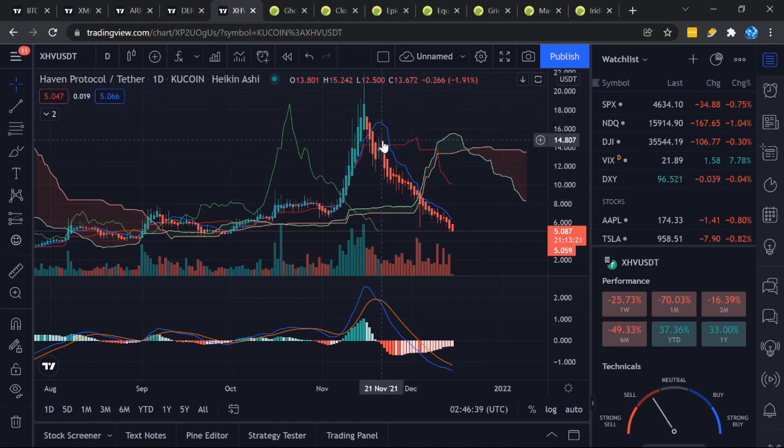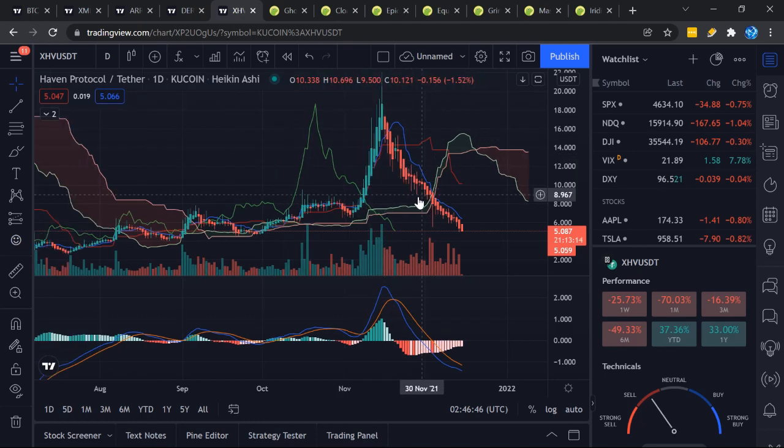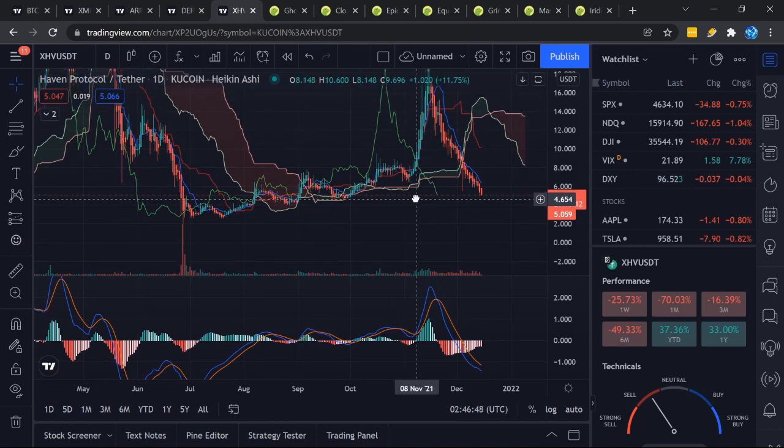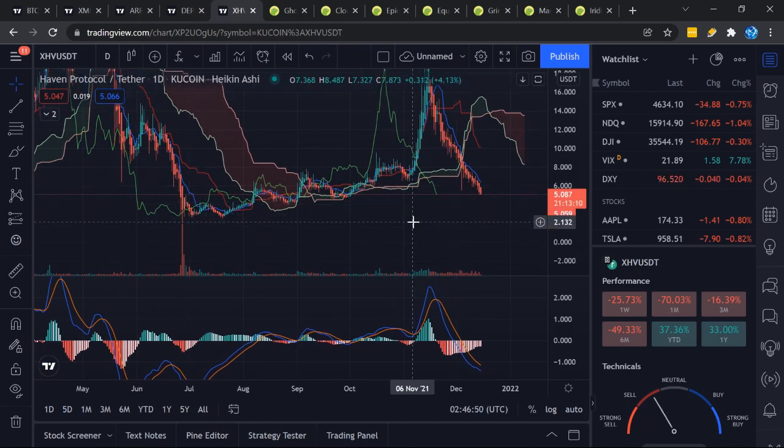So Haven, thought there could have been a retracement here. This thing just shot up and it's been breaking down and down and down. So what do we got here? The support at $2.26 here. So I mean, this thing could drop another 50% easily.